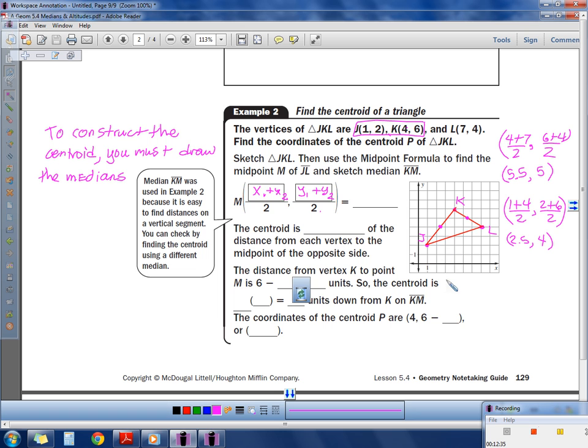I have one more side. So it's JL. So that's the first and the last term. So I got to be careful. J and L. Add the x's. So 1 plus 7. Divide by 2. 2 plus 4. And we're going to simplify now. So 1 plus 7 is 8. 8 divided by 2 is 4. 2 plus 4 is 6. 6 divided by 2 is 3. Over 4 up 3.